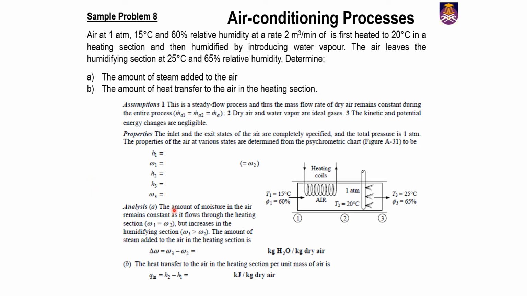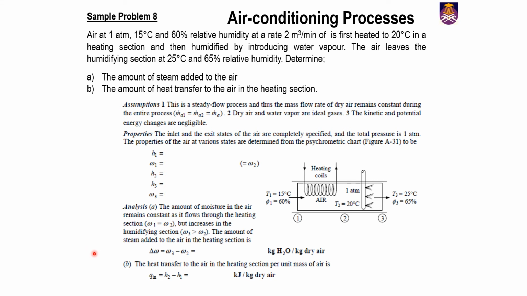So the amount of moisture in the air remains constant as it flows through the heating section. From here to here, omega is the same, right? But your omega changes from point 2 to point 3. So you have omega 3 and omega 2. Find the difference between these two. That will be the amount of steam added to the air in the heating section.